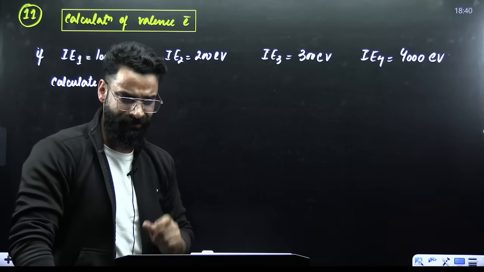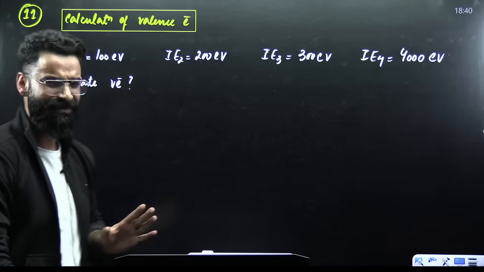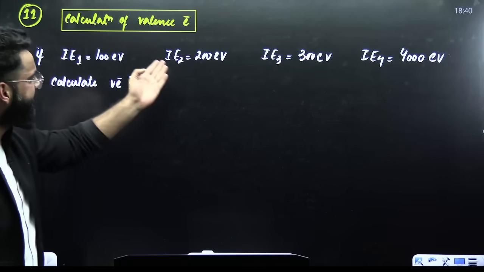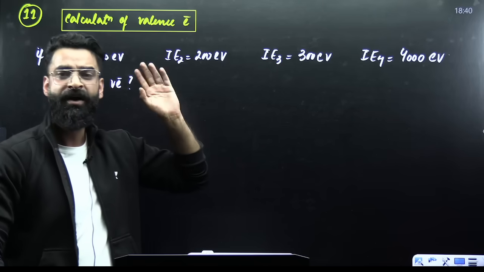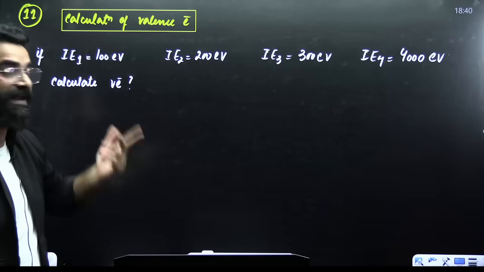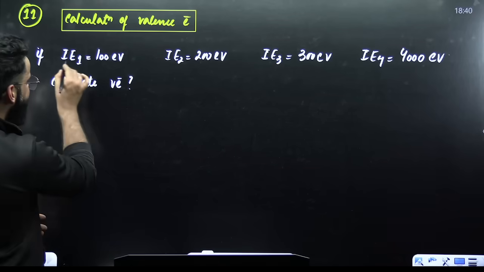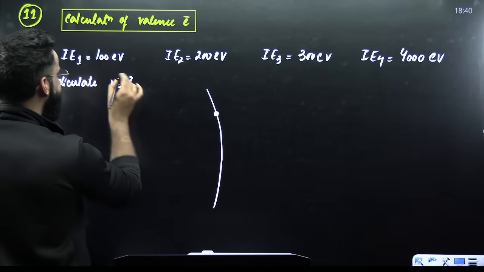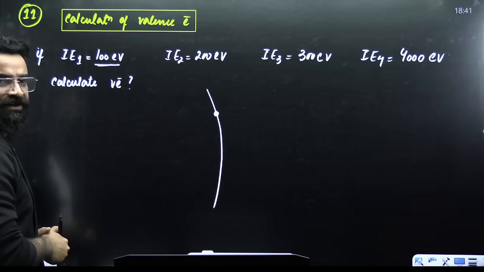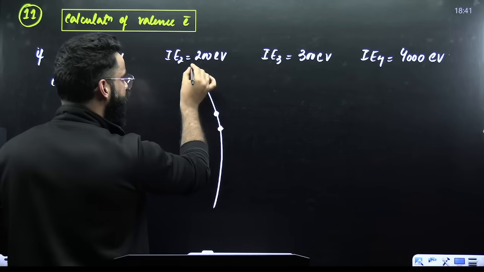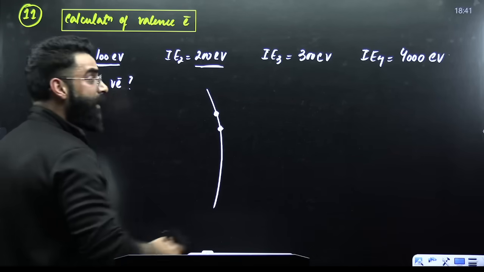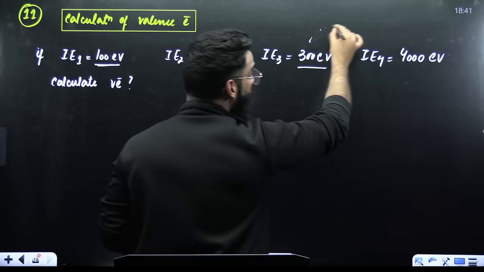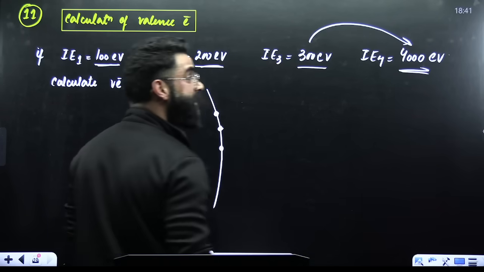Calculation of valence electrons. Again, one simple concept. My dear students, you will be given an atom whose first ionization energy, second, third and fourth will be given. You will be supposed to check how many valence electrons are there in the atom. First ionization energy means taking the first electron out. To take the first electron out, 100 electron volts of energy is required. To take the second electron out, 200 electron volts. To take the third electron out, 300 electron volts. To take the fourth electron out, 4000 electron volts are required.